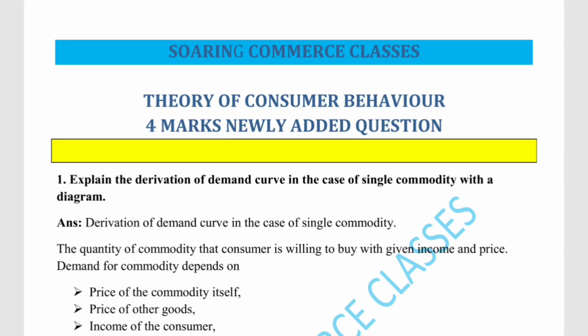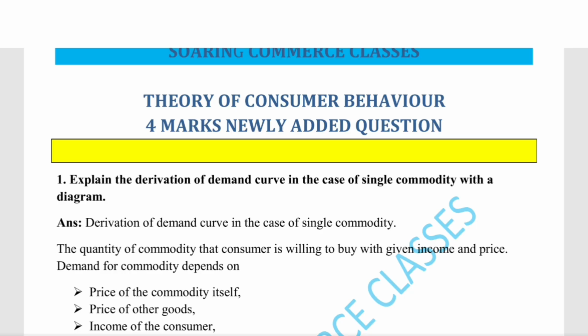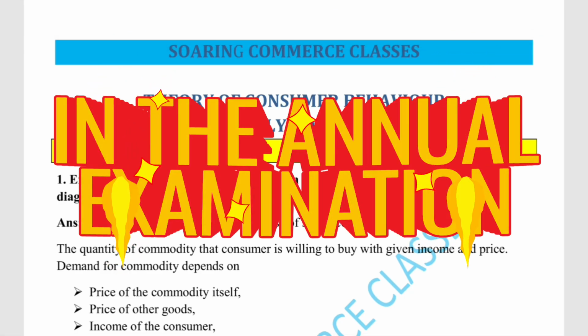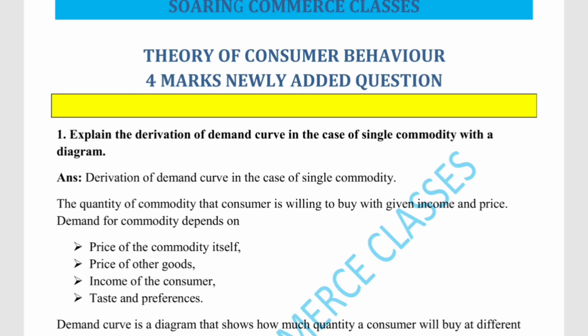The PU board has added this question for 4 marks, and this question is also very important. Maybe they are going to ask this question for 4 marks. So without taking any risk, we need to prepare well for this question also. Earlier we derived the slope of the budget line with the help of a diagram in the 4 marks concept in the theory of consumer behavior. Now they are asking us to derive the demand curve in the case of a single commodity.